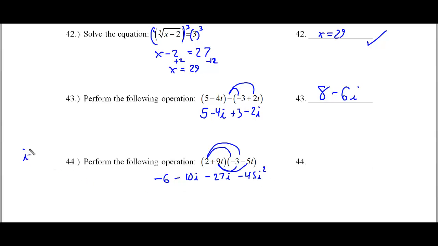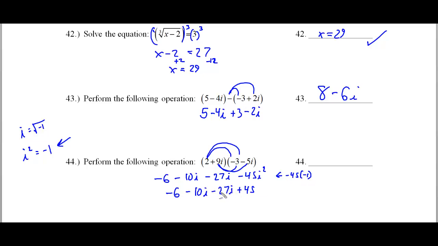And there's a little principle that i squared is equal to negative 1, because i is equal to the square root of negative 1. So if you square this and square this, you get this. So this gets transformed into negative 6 minus 10i minus 27i plus 45, because this is the same thing as negative 45 times negative 1.